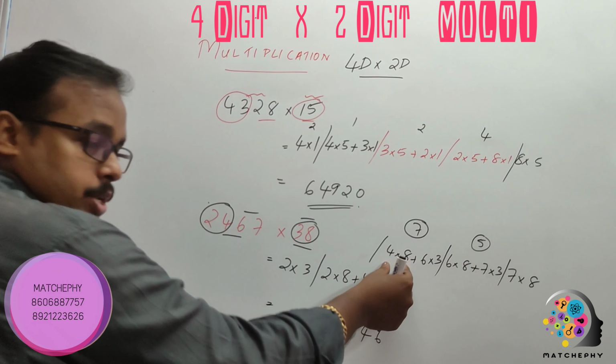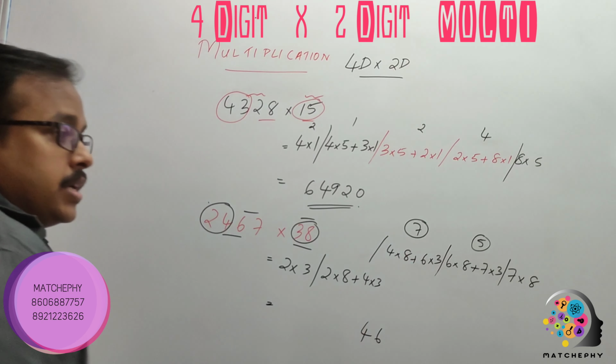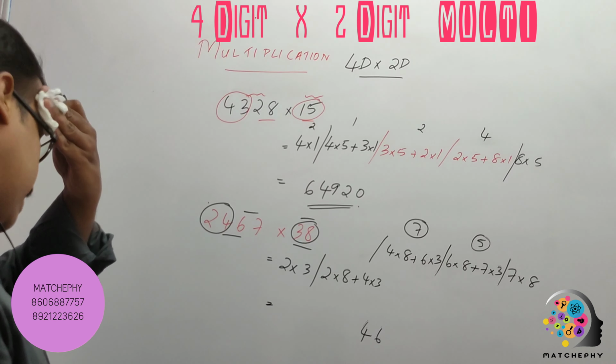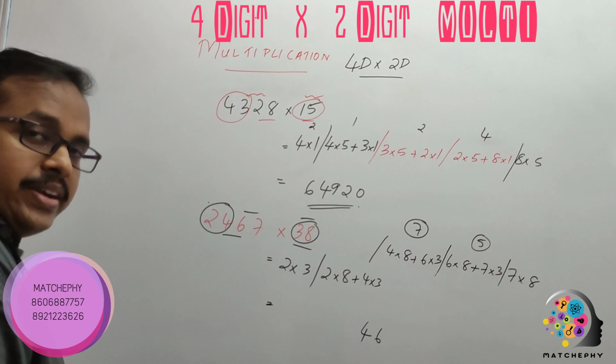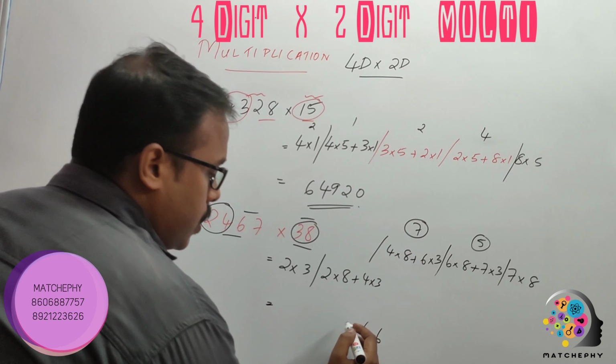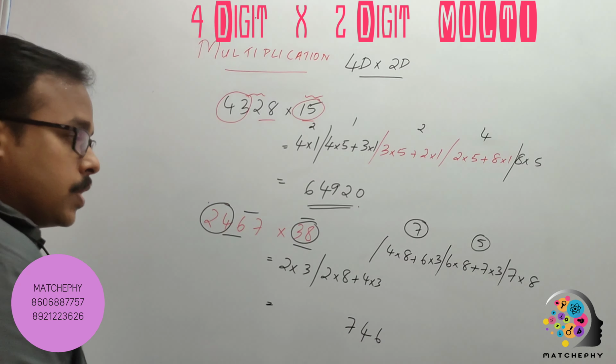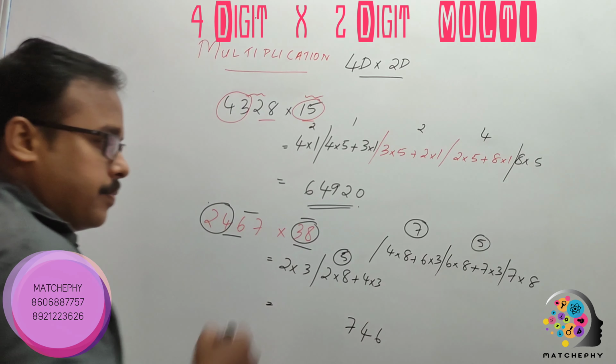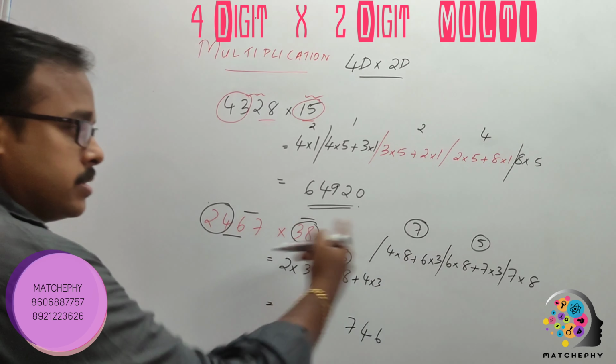Again, 4 8s are 32. Plus 6 into 3, 18. 32 plus 18 is very easy to calculate. It will be a round number. What is that? 50. Okay. 50 plus 7 will be what? 57. 7, 5 will be the carry. Okay. I have written it here because there was no space.